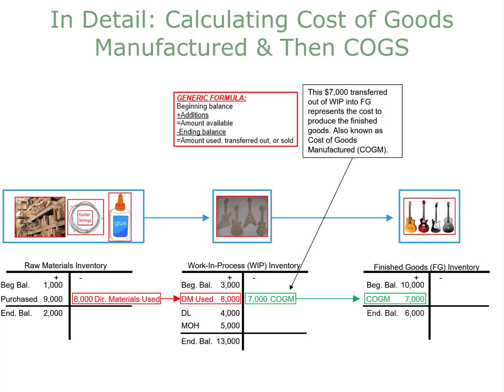Now, following our generic formula, if we had $17,000 of finished guitars and we had $6,000 at the end of the period that had not been sold, how much must we have sold? Well, 17,000 minus 6,000 means the account was lowered by $11,000. And what would cause the finished goods inventory account to decrease? Well, we must have sold $11,000 of guitars. That means those guitars cost $11,000 to make. So the $11,000 cost is called cost of goods sold.